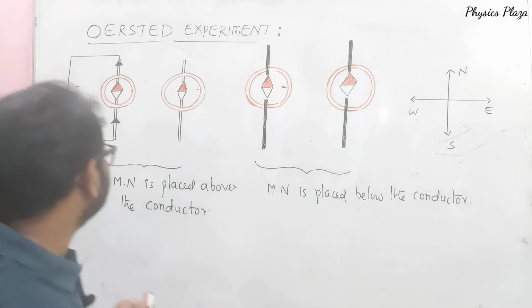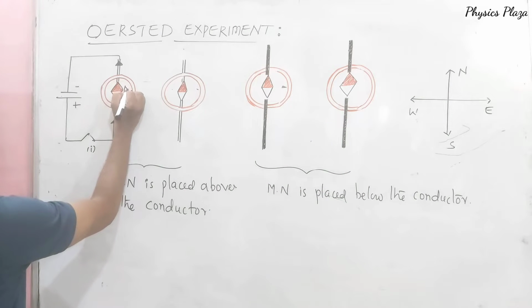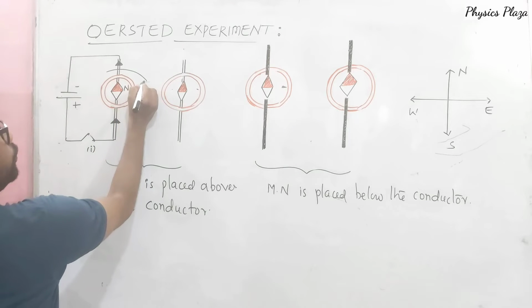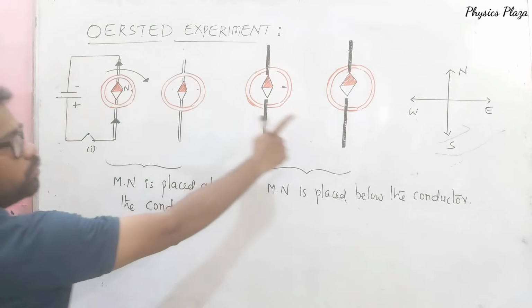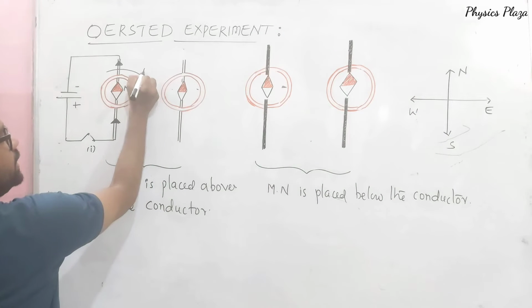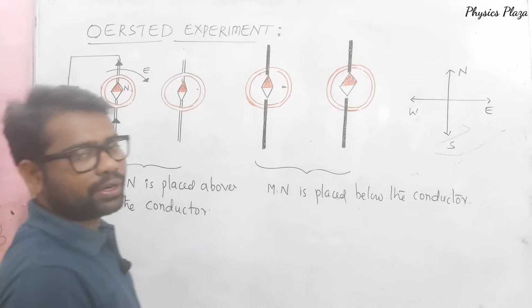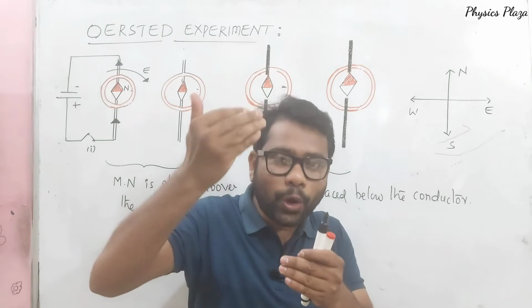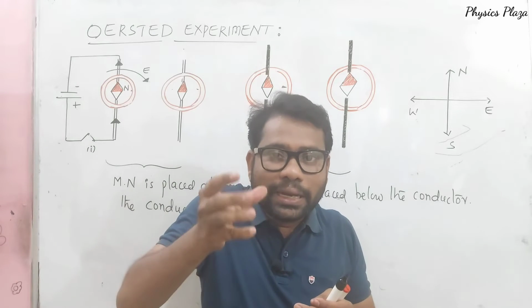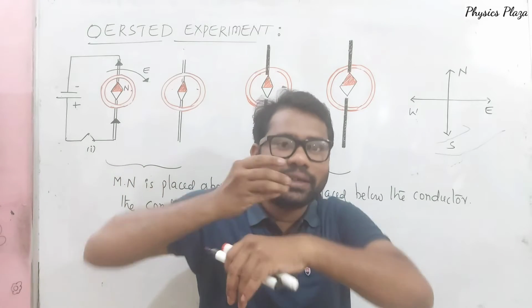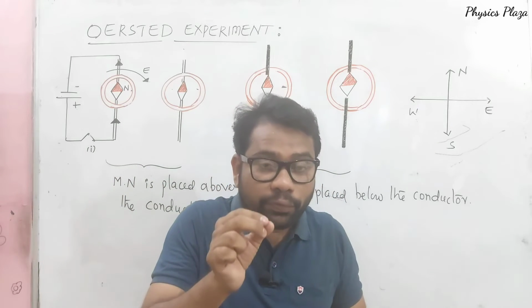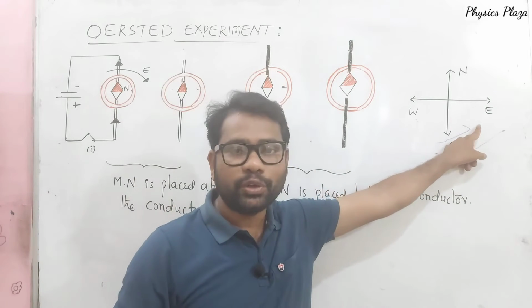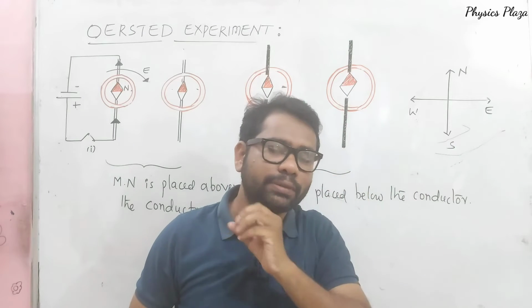Then it is noticed, dear children, that the north pole of the magnetic needle is getting deflected towards, look here, towards what? East. Towards east it is getting deflected. Very important. Whenever current is flowing in the conductor from south to north, in such a way that the needle is placed above the current carrying conductor, then the north pole of the magnetic needle gets deflected towards east. This is a very important point, children.